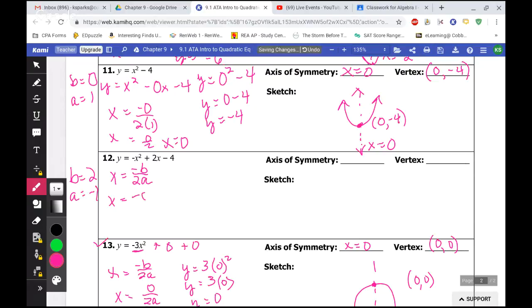So I'm looking for the opposite of B, which is 2 over 2 times -1. I want to remind everybody again why I've been directly asking that question, so that it doesn't get confusing when we were doing it on math lab. I wanted to make sure y'all remembered that it was the opposite of B in that formula. So the opposite of 2 is -2, and 2 times -1 is -2. So now I have -2 over -2, so that equals 1. So my axis of symmetry is x equals 1.